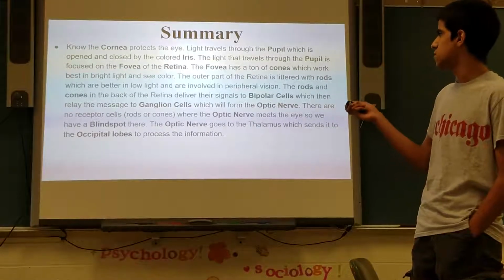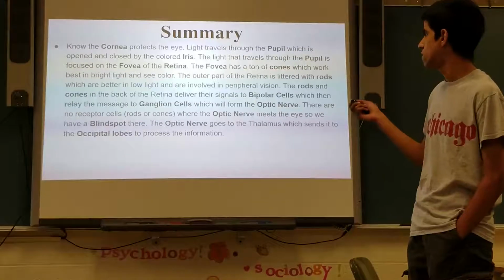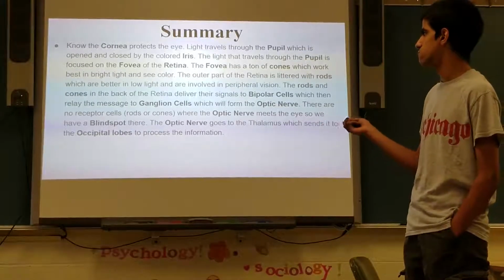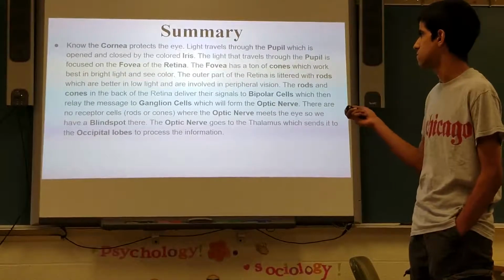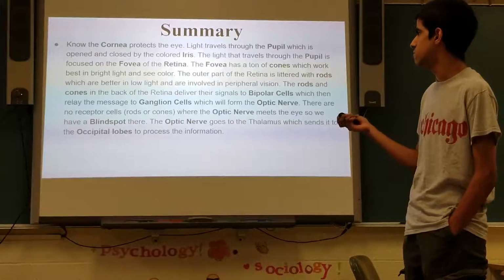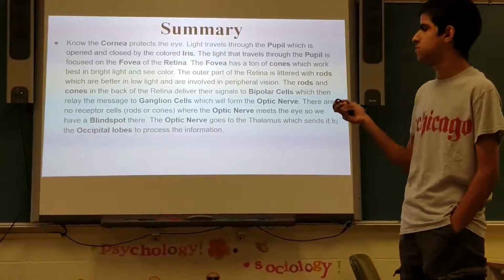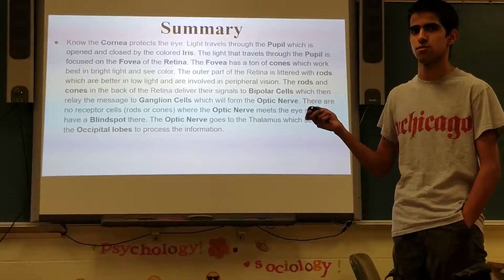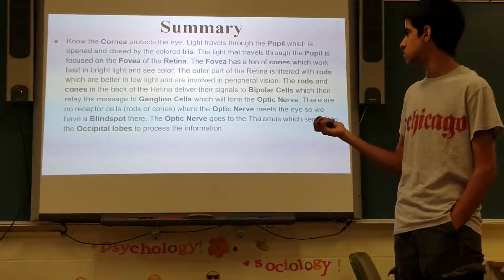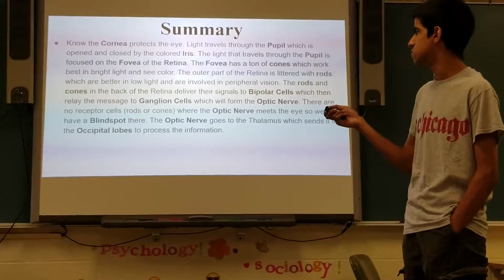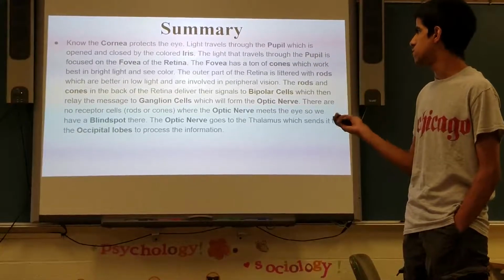And then the ganglion cells eventually form the optic nerve, and there are no receptor cells where the optic nerve meets the eye, so we have a blind spot there. The optic nerve goes to the thalamus, because everything goes through the thalamus except for smell. So it goes to the thalamus, and then it's sent to the occipital lobe to process the information.